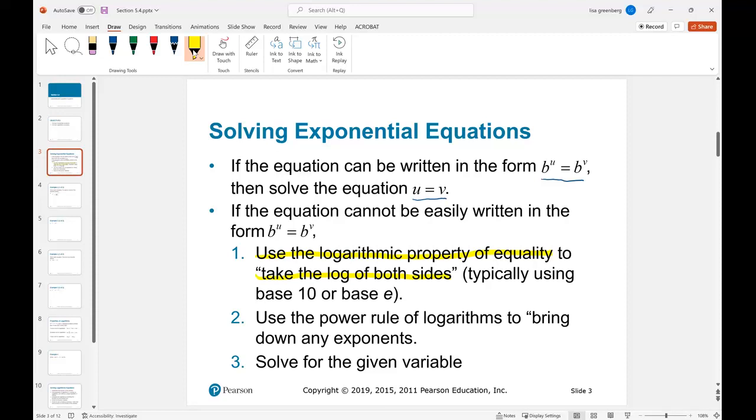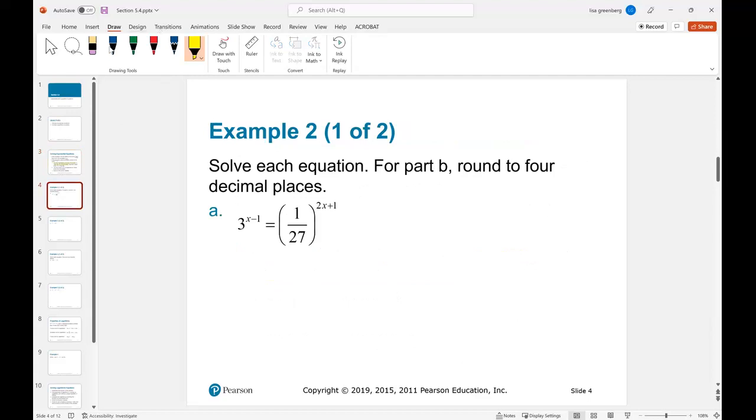Usually we're going to use either base 10 or base e, because if we want an actual answer, that's what we can use our calculators to find. Most calculators do not have anything other than those two functions. There are some calculators that do have different bases, but they're not allowed in this class anyway, so I wouldn't worry. Use the power rule of logs to bring down any exponents and then solve for the given variable. I'll go through step by step with you.